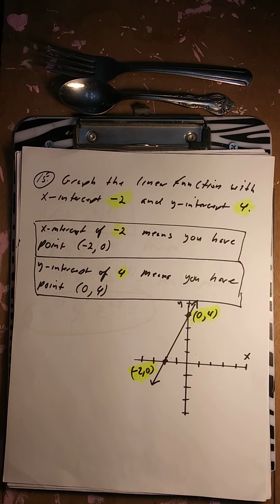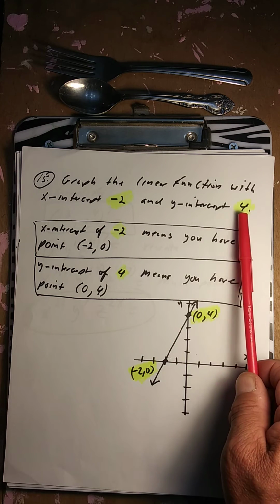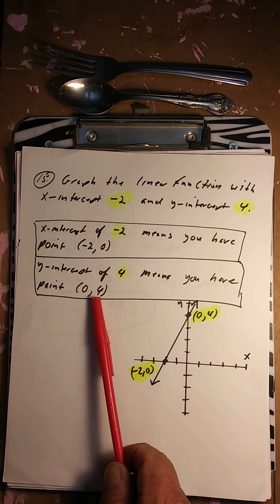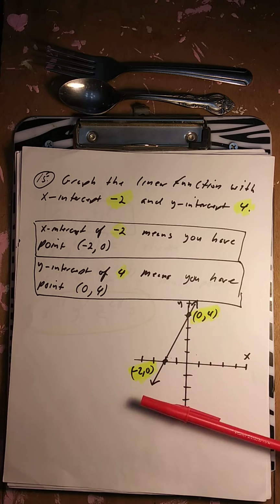Graph the linear function with x-intercept and y-intercept. So x-intercept negative 2 means you have (-2, 0) at this point. Y-intercept 4 means you have (0, 4) there. Put the points in there, (-2, 0) and (0, 4), and connect the dots.